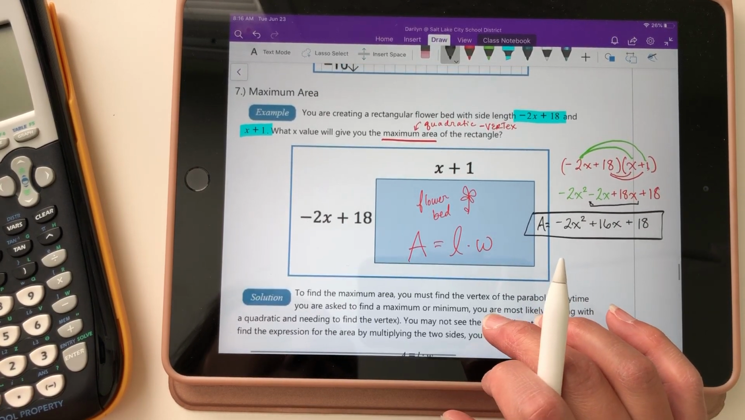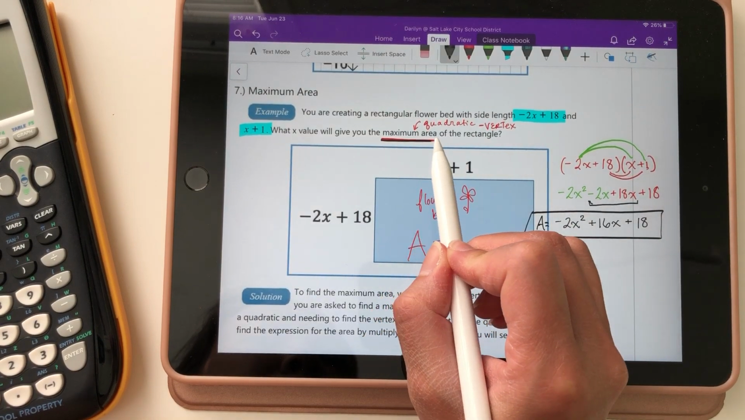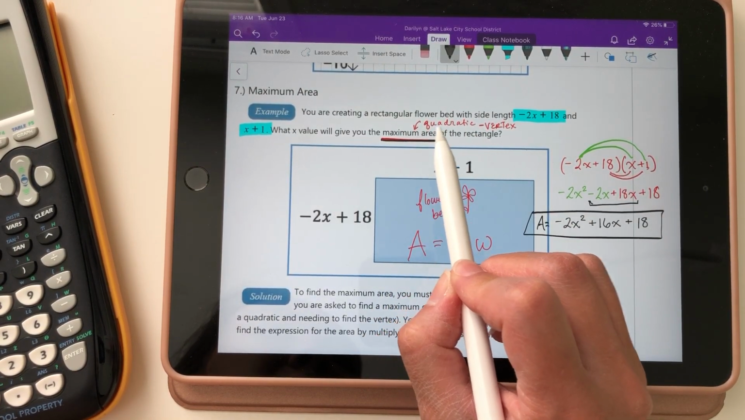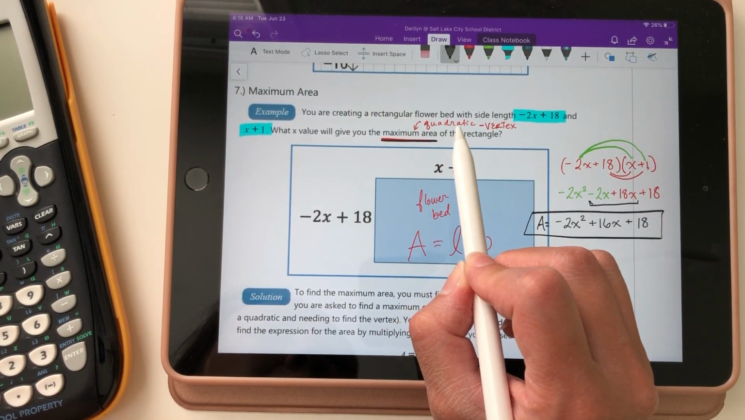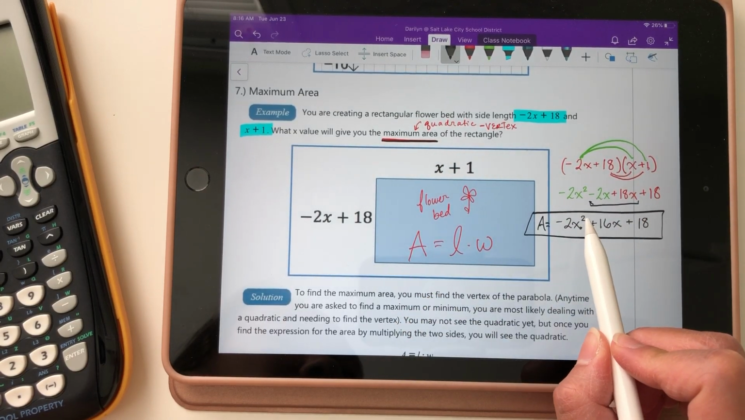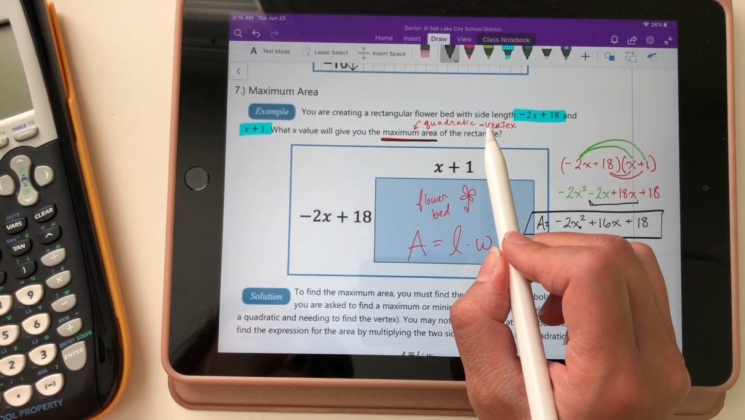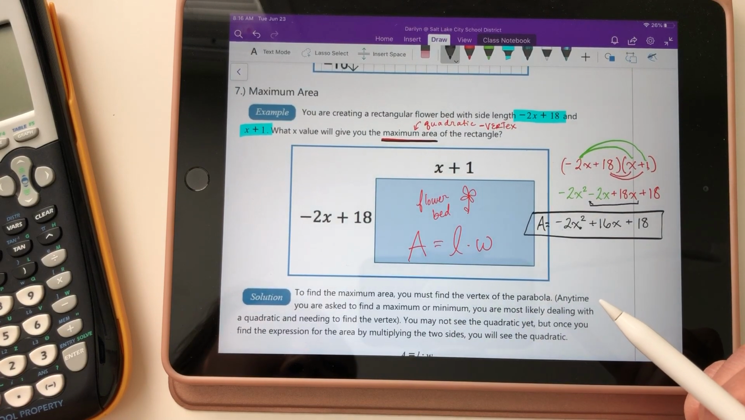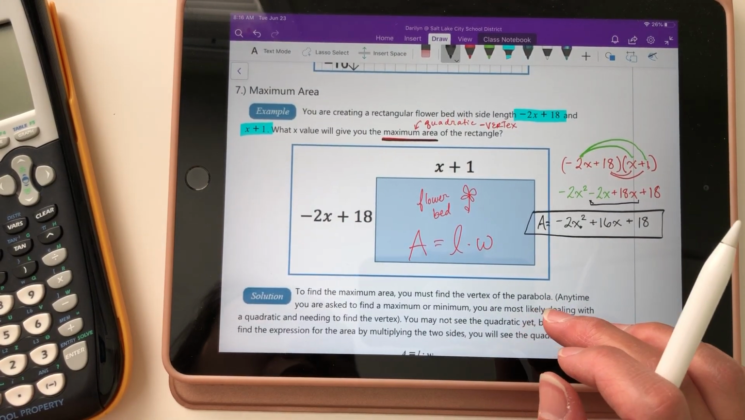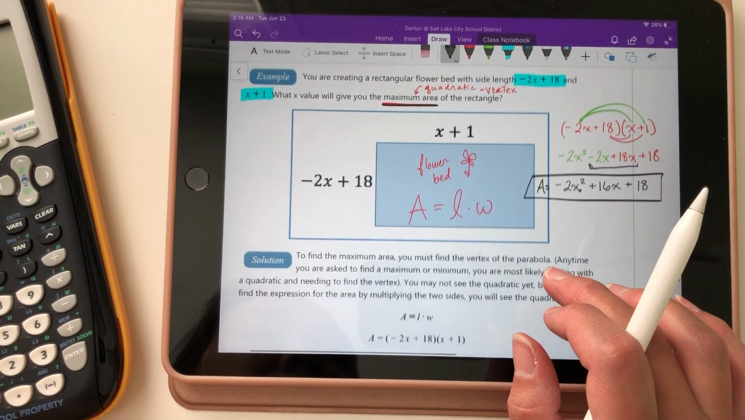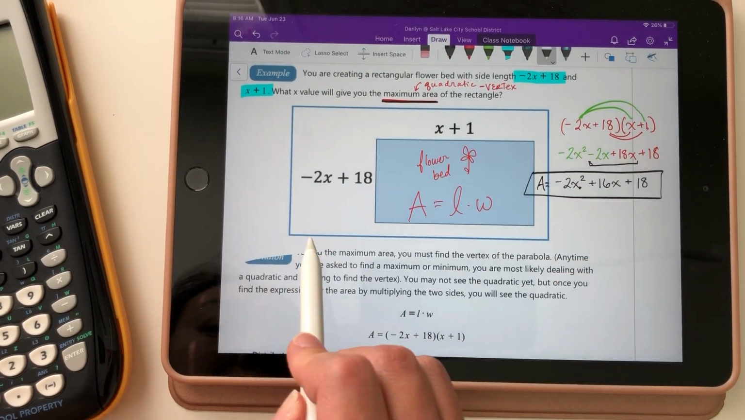Okay, but it's not. It's asking me for the maximum area, which once again, we said is a trigger word to tell us we're dealing with a quadratic, which we are, because look, we have an x squared, and we need to find the vertex of that. Okay, so the vertex is going to tell us the maximum.